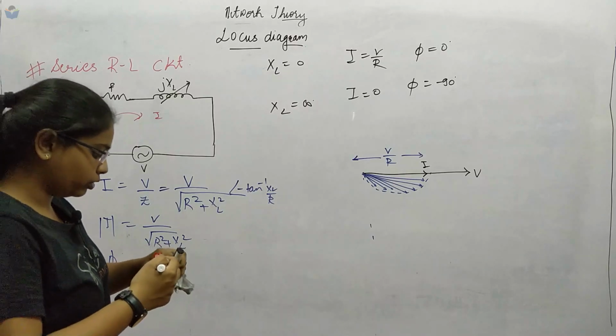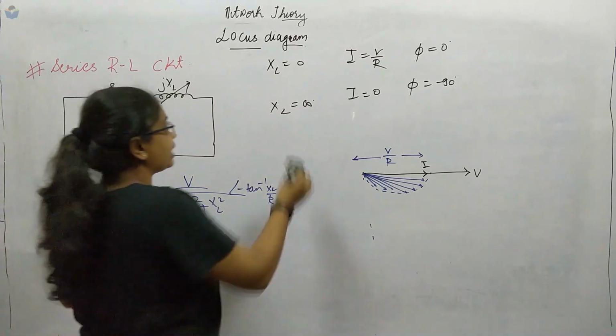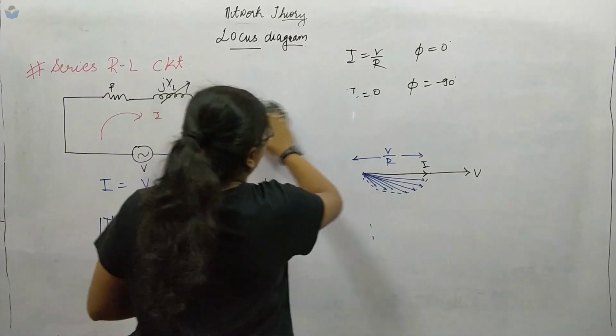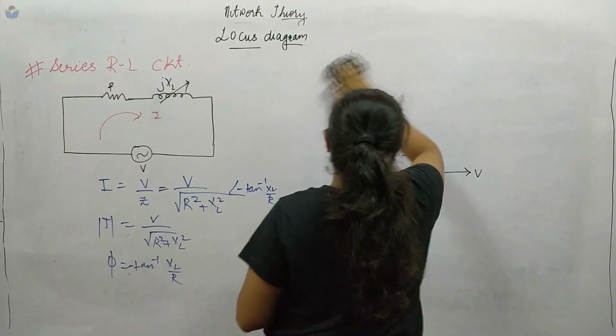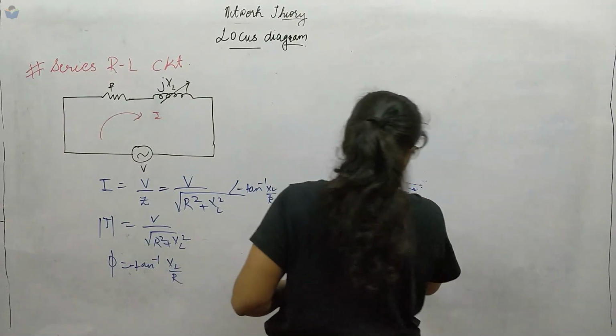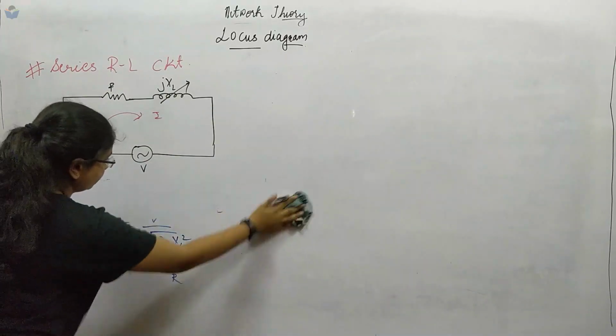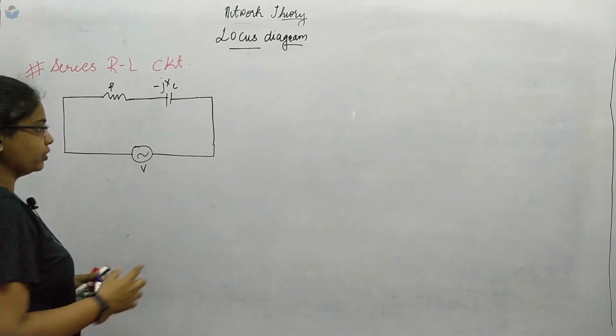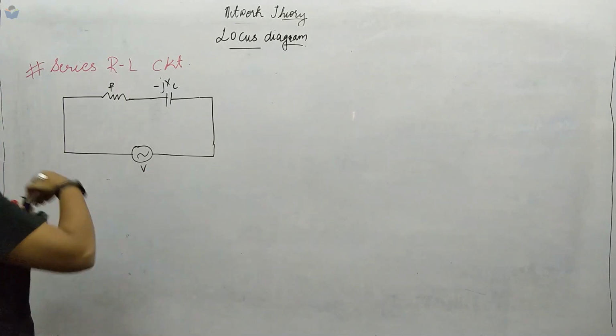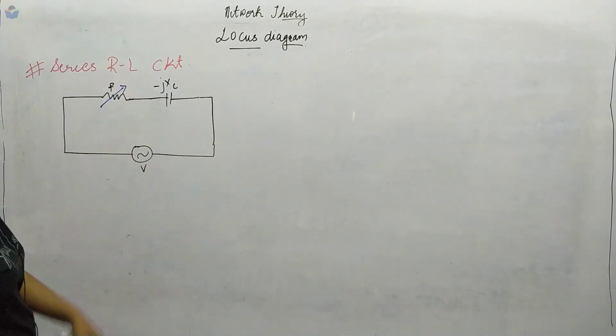We will see one more, that is the series RC circuit, with positive angle. Till now we had minus 90 degrees. We will see with the positive angle how it will vary. So let me rub this one. Now this is the RC circuit, where again we are varying the resistor R.